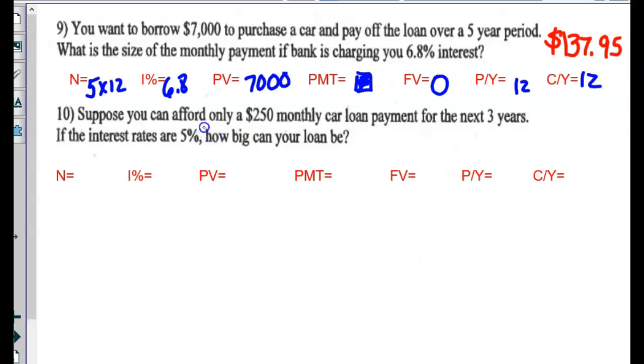All right, suppose you can only afford a $250 payment. Or suppose you could afford, I don't know about only, $250 a month is your payment for the next 3 years. So that would be 3 times 12. They're going to charge you 5% interest. How big will your loan be? Where am I going to put my cursor?